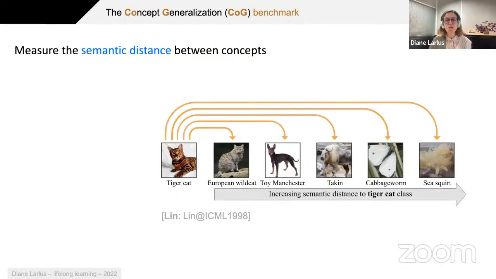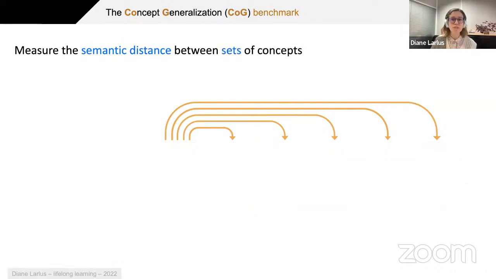So this allows us to rank categories from the most similar to the least similar, semantically, to a starting category. And the benchmark we propose is based on the same idea, except that we extend this measure to compute the semantic distance between sets of concepts. So if we really want the benchmark to truly evaluate concept generalization and nothing else, then the concepts should be the only thing which varies.